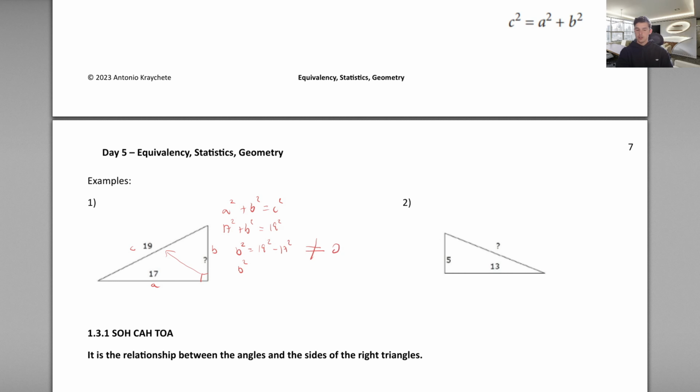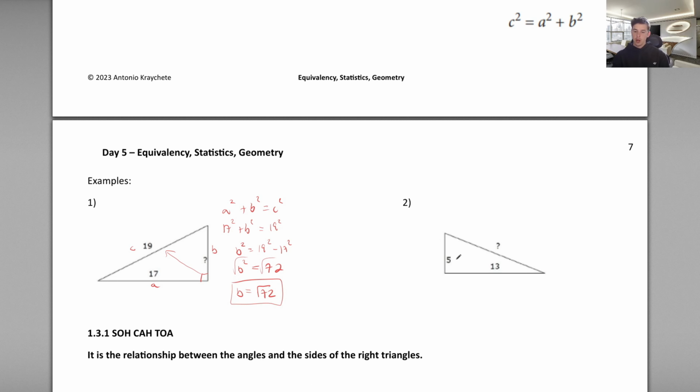19 squared minus 17 squared is not 2 squared. We cannot do this ever. 19 squared minus 17 squared equals 72, not 4, which is 2 squared. So be careful about assuming things and not checking things. So b squared equals 72. Taking the square root of both sides, b equals the square root of 72. That's good enough for me.